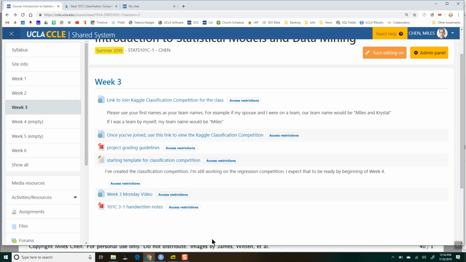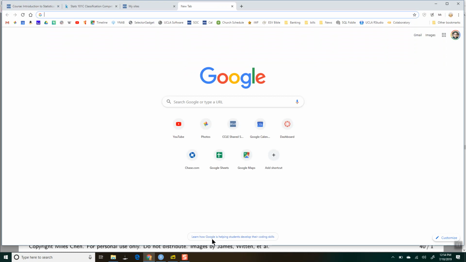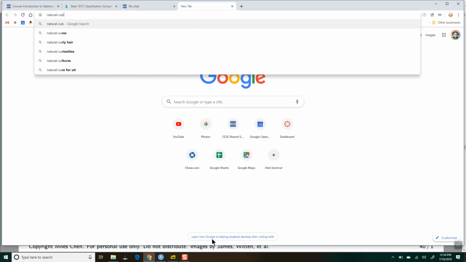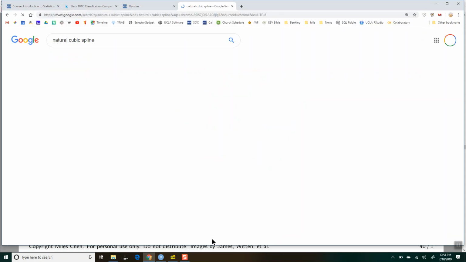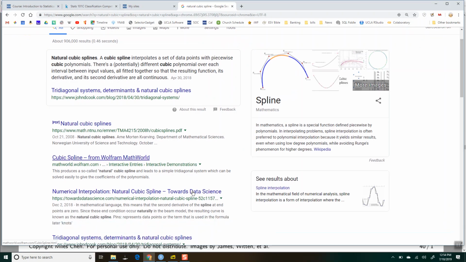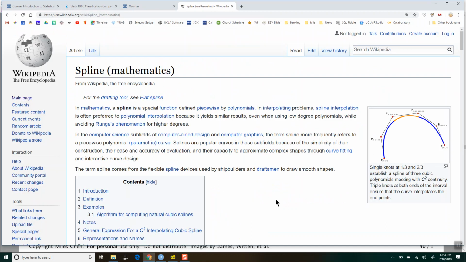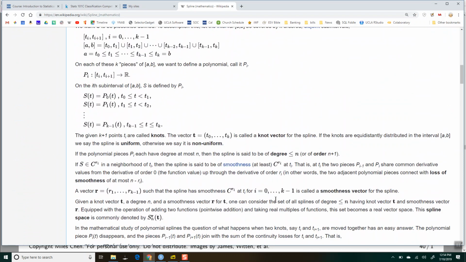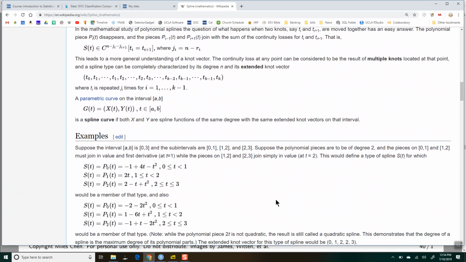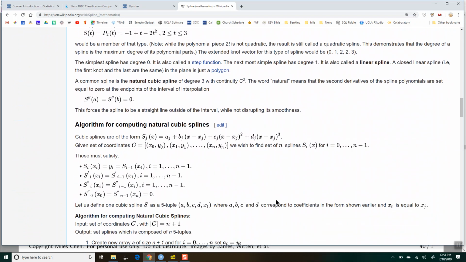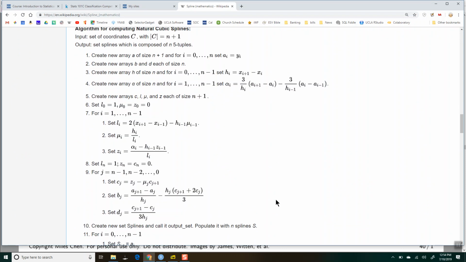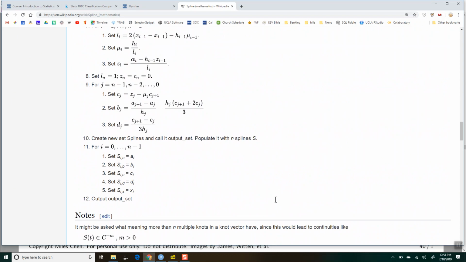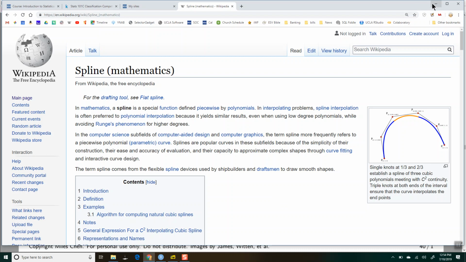So I'm not gonna, let me see. Okay, let me see. Natural cubic spline. There's something. Spline. Oh, geez. Yeah, okay. Don't worry about it, right?